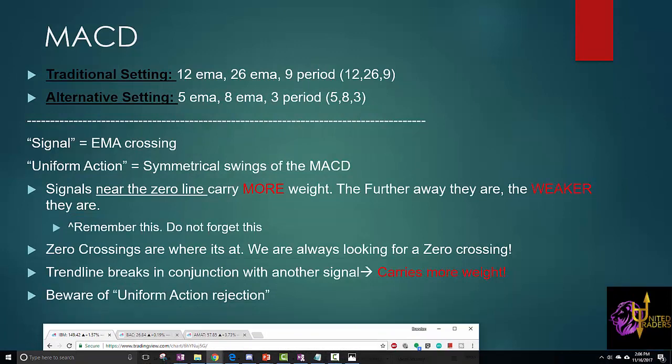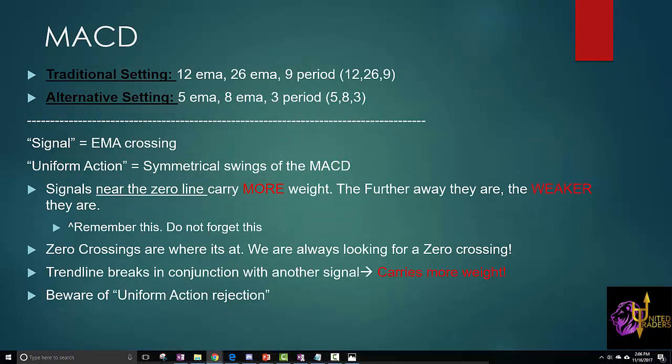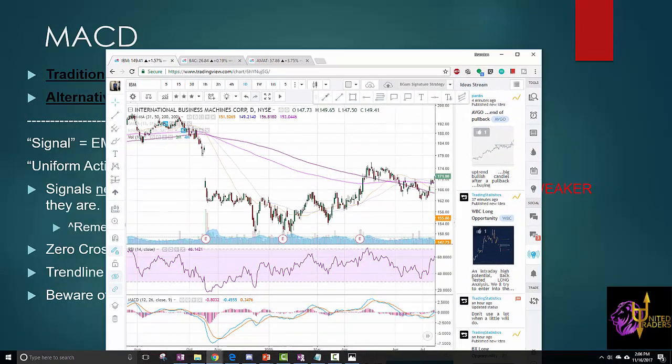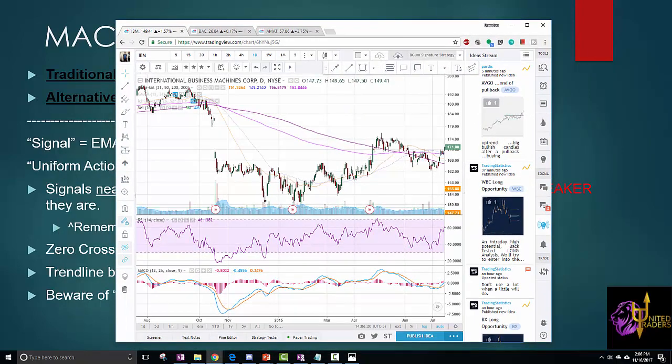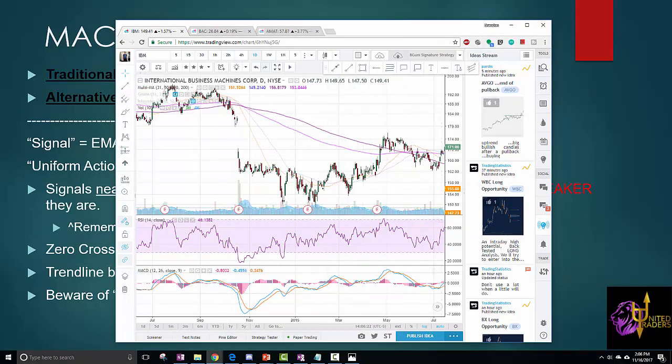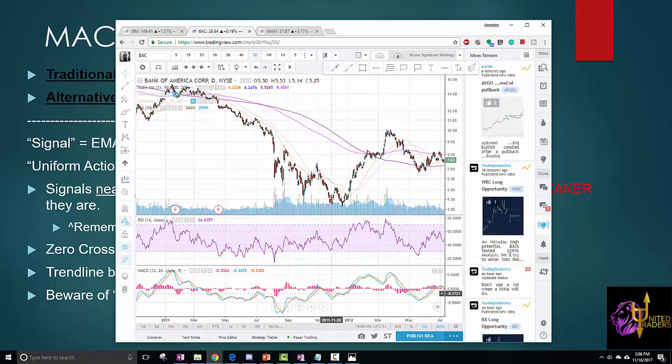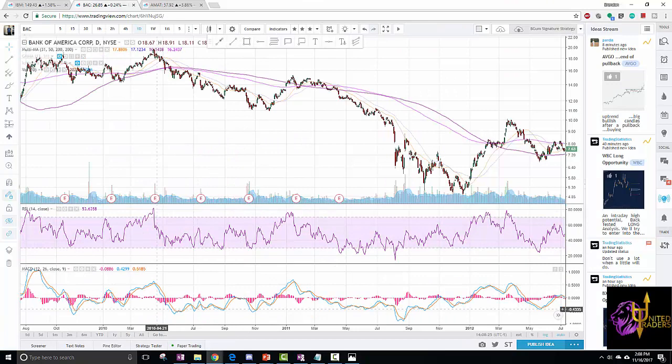When I say uniform action, that means there's a symmetrical swing of the MACD. Let's see if we can find you an example here. This would be an example of symmetrical price action. Notice right here how we come up, we cross the zero line, and we come right back down. This side is pretty much equal to that side. I would call that uniform action. We'll discuss that later.